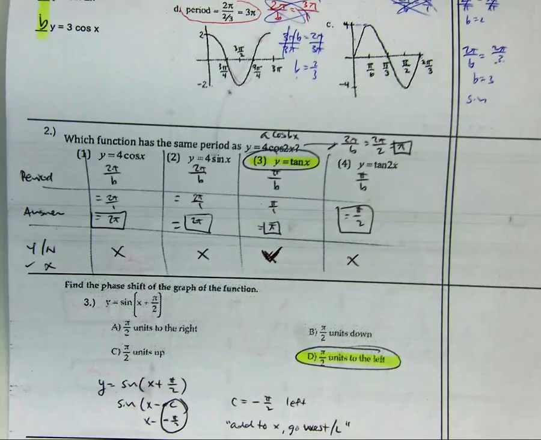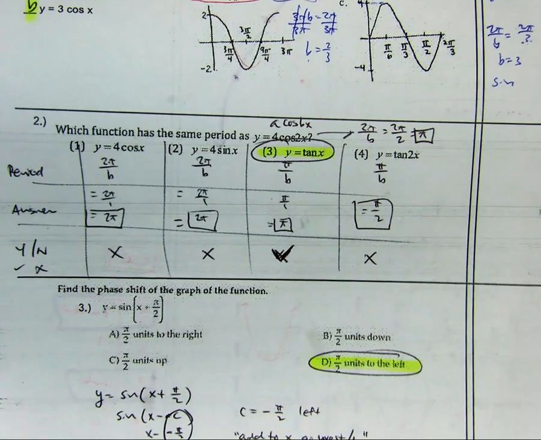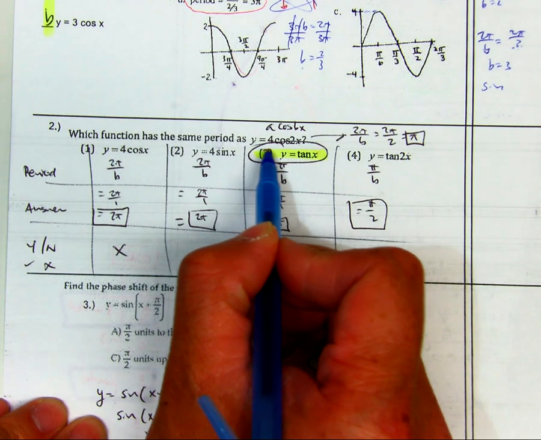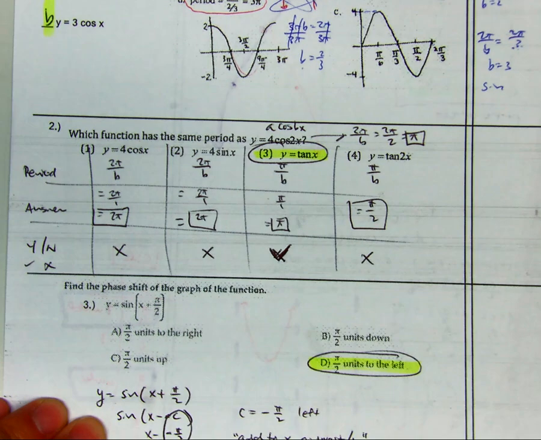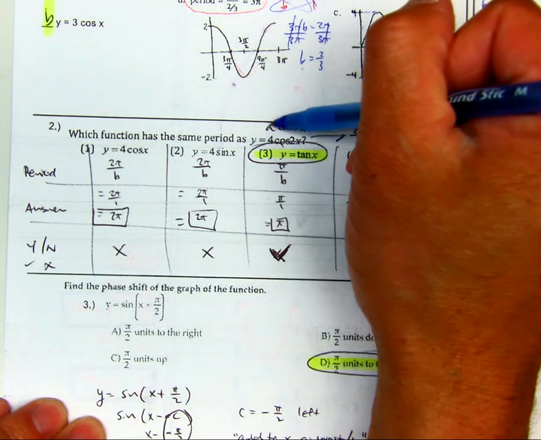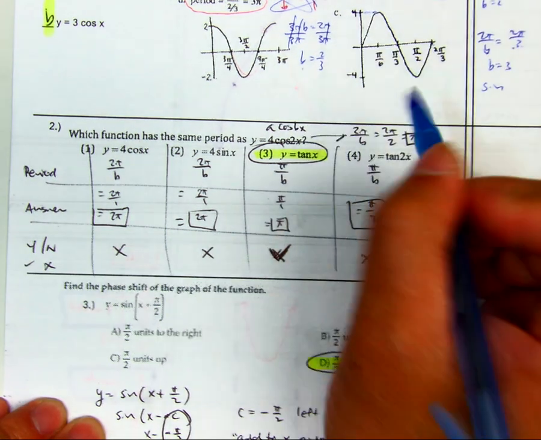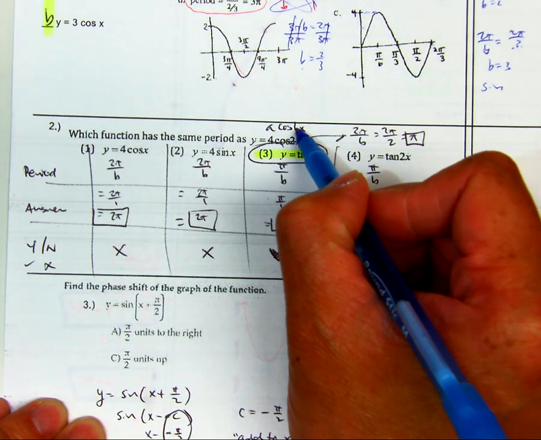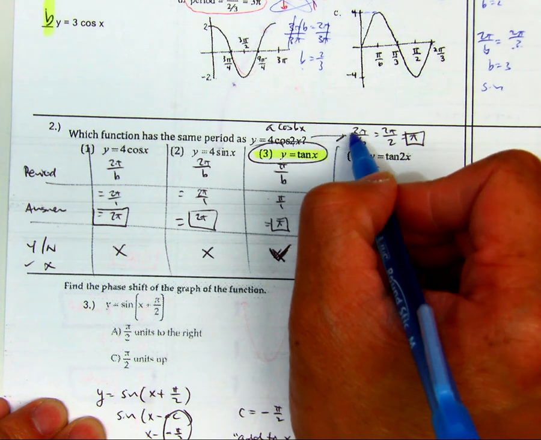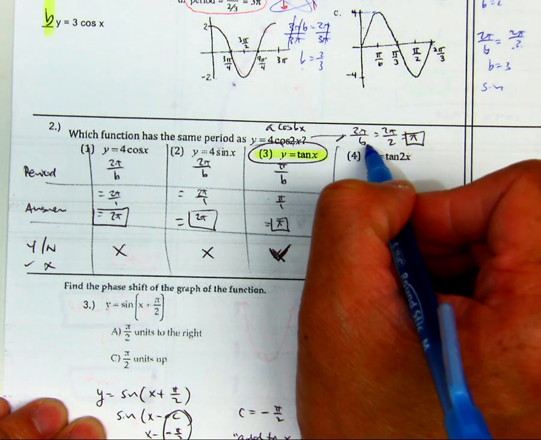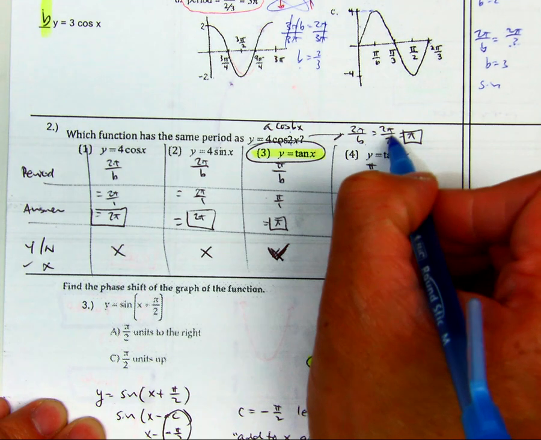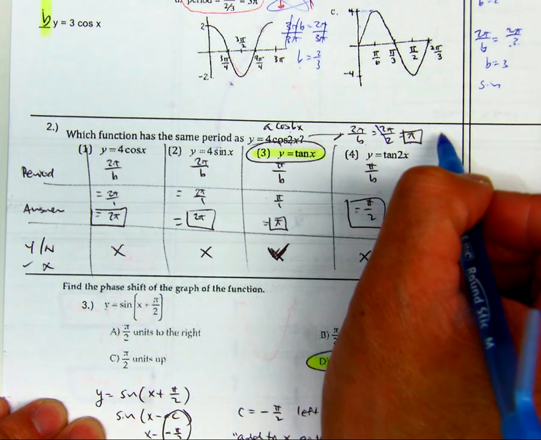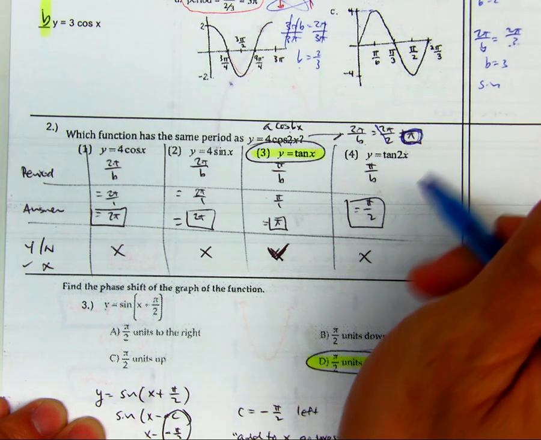Question number 2. Which function has the same period as y equals 4 cosine 2x? Well, I wrote my letters above it, a cosine bx, so my a value is 4 and my b value is 2. Cosine's period is 2 pi over b, so 2 pi over 2, and then cancel there. So basically I'm trying to find one that also has pi as its period.